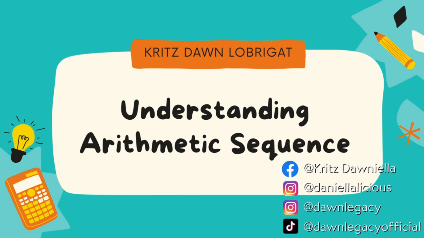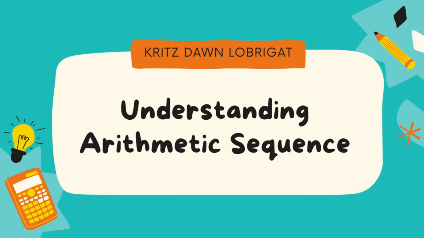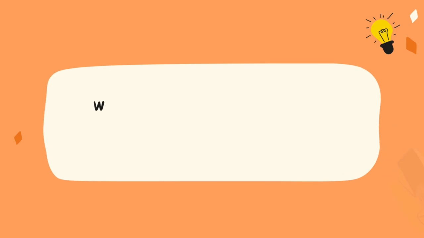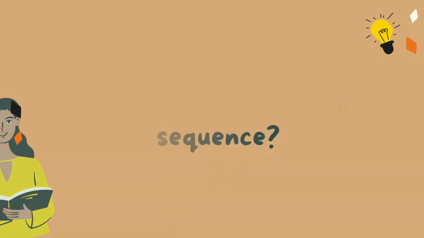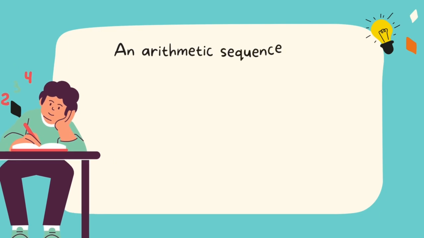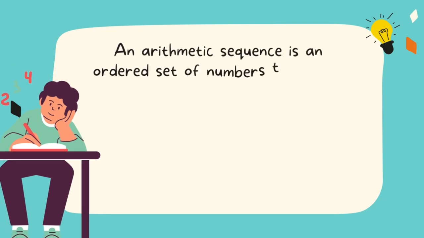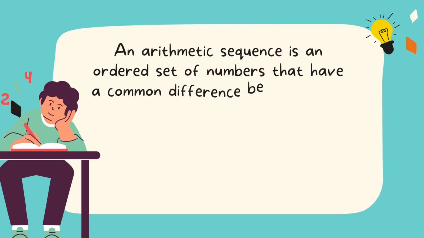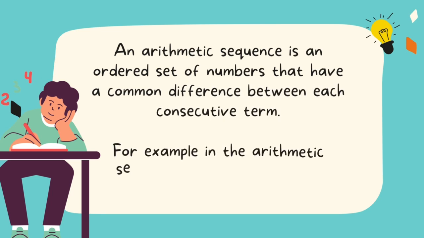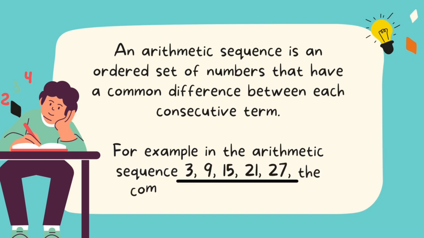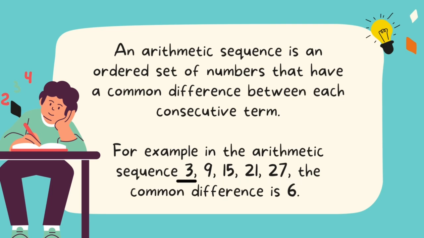And for today, we're going to tackle arithmetic sequence. So what is an arithmetic sequence? An arithmetic sequence is an ordered set of numbers that have a common difference between each consecutive term. For example, in the arithmetic sequence 3, 9, 15, 21, 27, the common difference is 6.